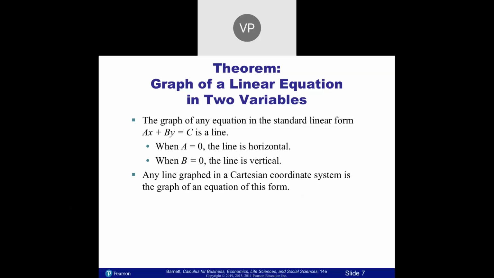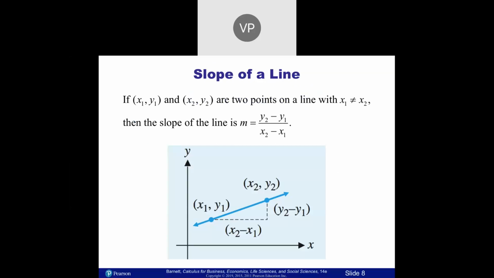All right, any line graph in the Cartesian coordinate system is a graph of an equation of this form. Now when we say Cartesian coordinate system, that's the XY axis, kind of like this right here. That's what they're talking about, an XY plane or an XY graphing system. So if you have 2 points, x1, y1, x2, y2, and as long as the x's are not the same, then you have that old slope of a line. And I know you've seen this slope of a line many times before in algebra. That slope is still true. That's going to be vital.